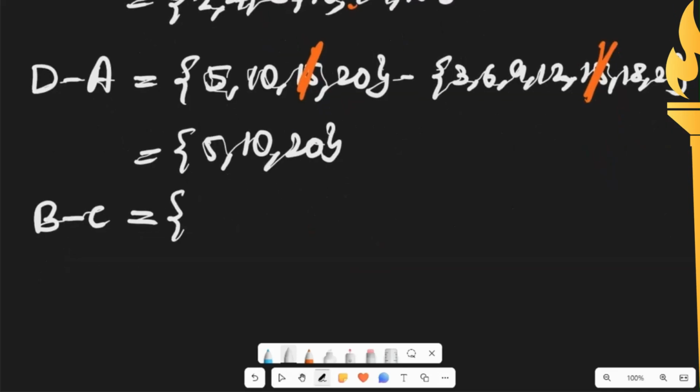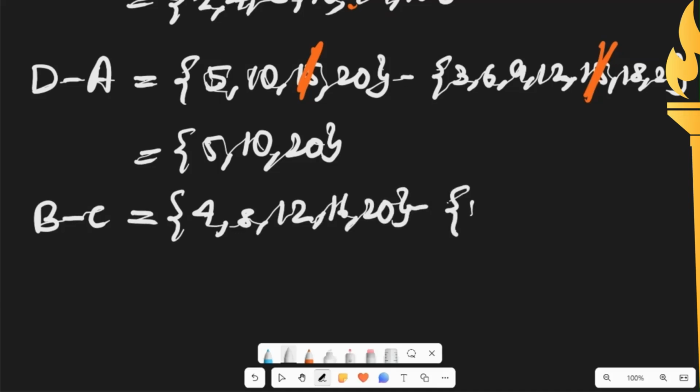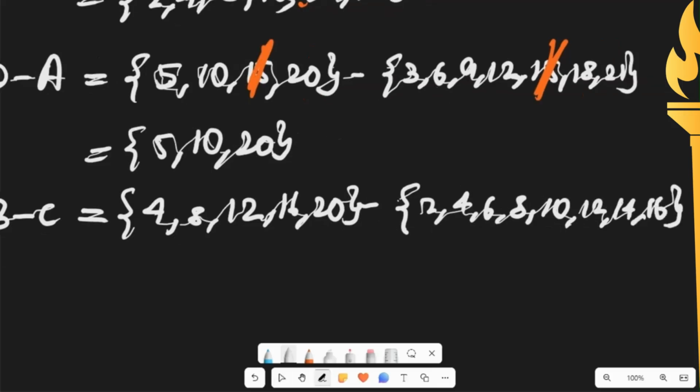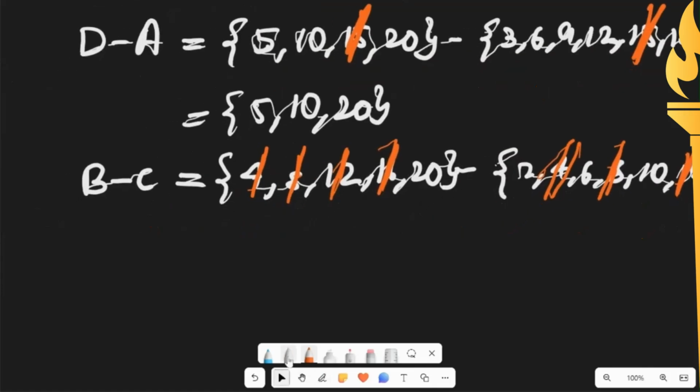Set B contains 4, 8, 12, 16, and 20. Set C contains 2, 4, 6, 8, 10, 12, 14, and 16. The common terms here are 4, 8, 12, and 16. So the remaining element is only 20.